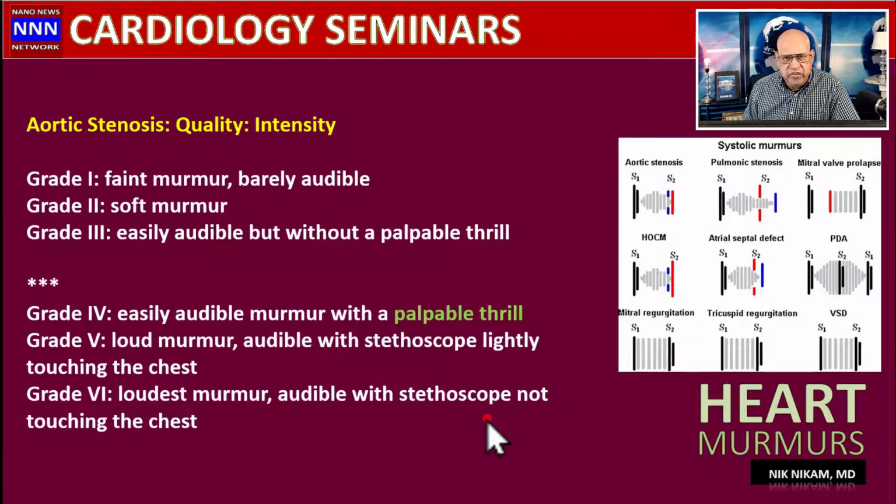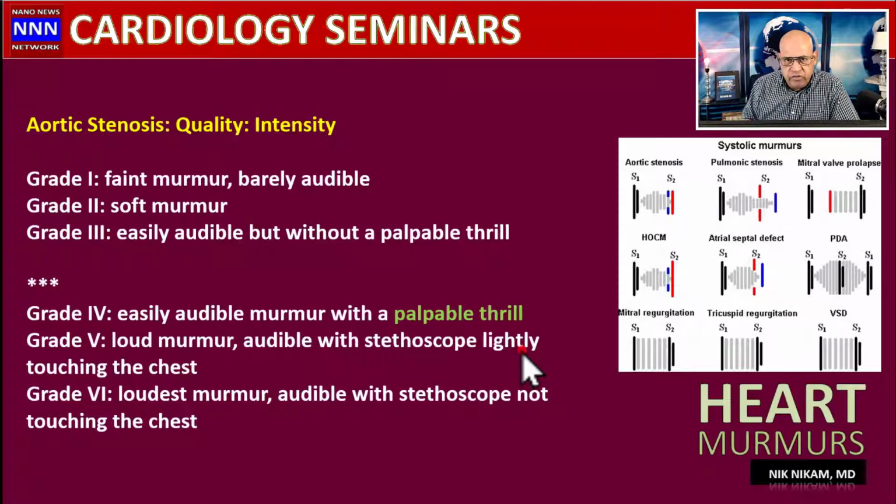When we are talking about these ejection murmurs, particularly aortic stenosis ejection murmur, it is graded based upon its intensity. Grade 1 is faint, barely audible. Grade 4 is an audible murmur with palpable thrill. So this is how I would like to break this down. If you have a thrill, it is grade 4, 5, or 6. If the murmur is loudest but no thrill, it is grade 3. Grade 2 is between grade 1 and 3. Grade 1 is barely audible, whereas grade 5 is loud murmur, audible with a stethoscope lightly placed on the chest.